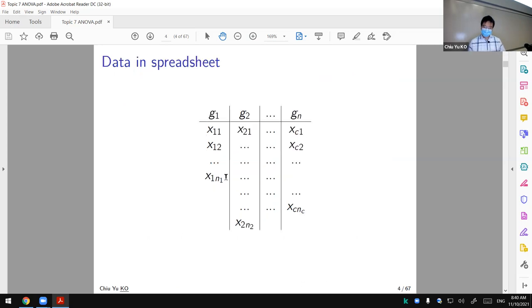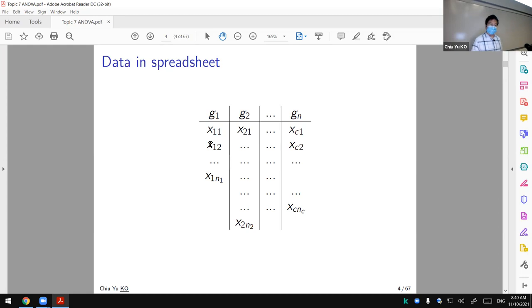And sometimes it might be easier to think of this in Excel format. Each column represents the data in each group. This is usually how we collect data, right? So the first column will be, say, the sales for store one. X11 will be sales of store one at day one. The second observation, X12, will be the second sales data from day two.